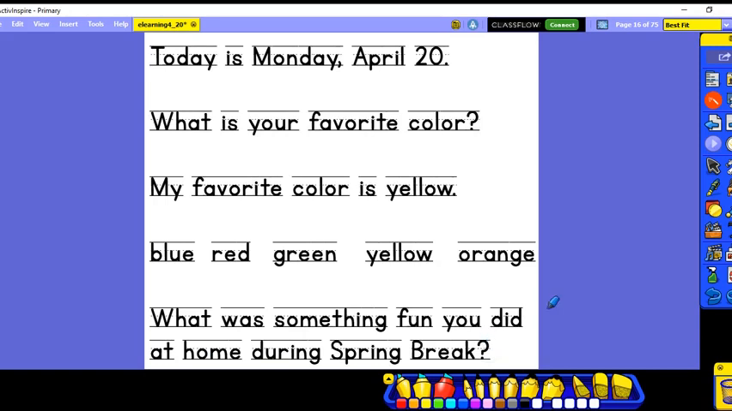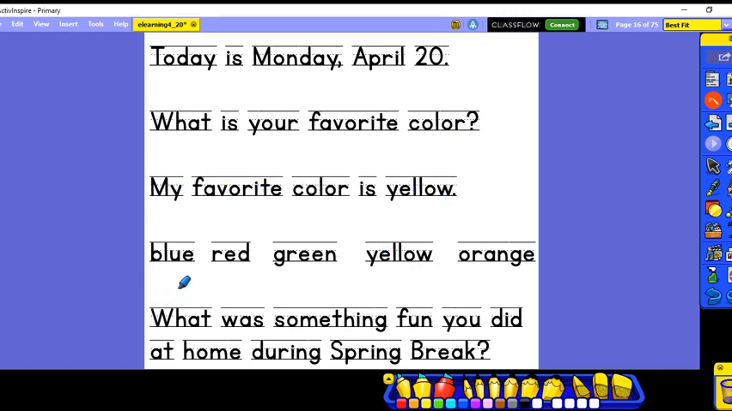Okay, so let's start reading at the top. Do you see the capital letters at the beginning of each sentence? And then you have spaces in between each word. I want to see those in your journals when I read them. I can't wait to read them. Okay, so let's read. Today is Monday, April 20th. What is your favorite color? My favorite color is yellow. I think you guys already knew that.